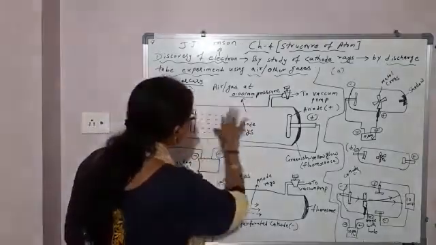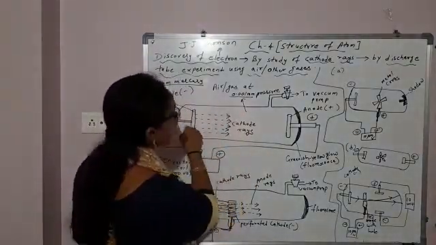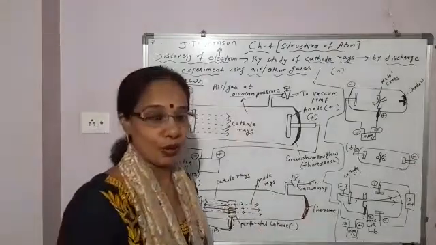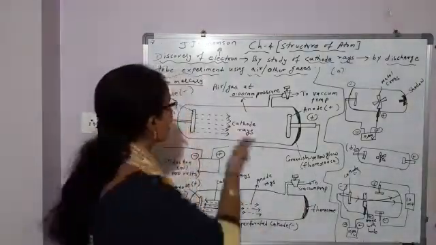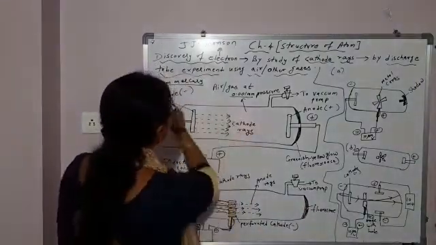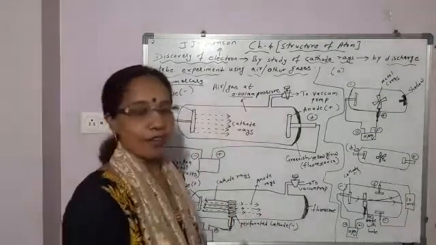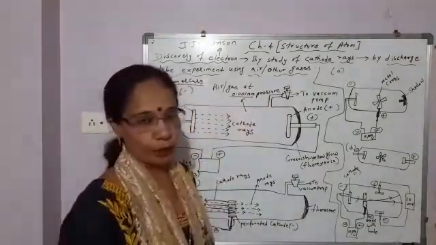Okay, so what are these invisible rays coming from the cathode called? That was called the cathode rays, because these invisible rays were coming from the cathode. So they were called cathode rays.